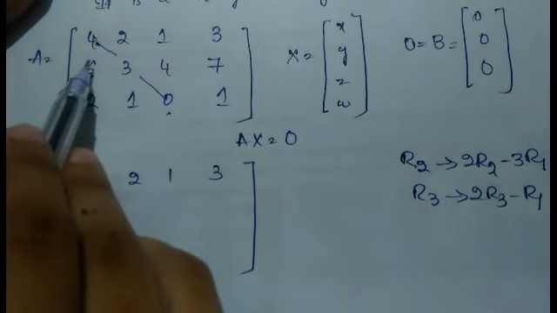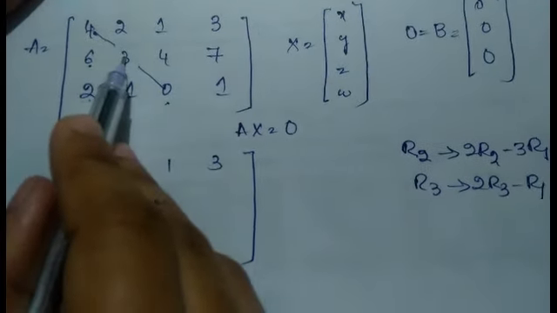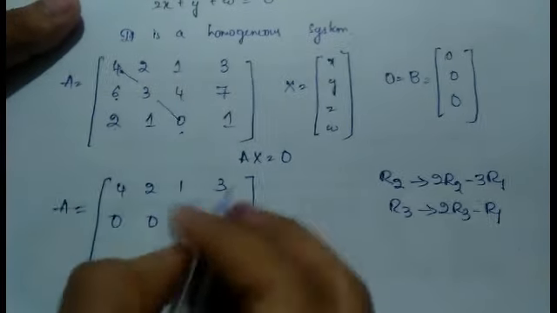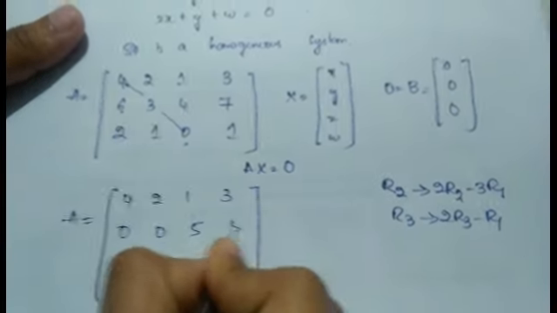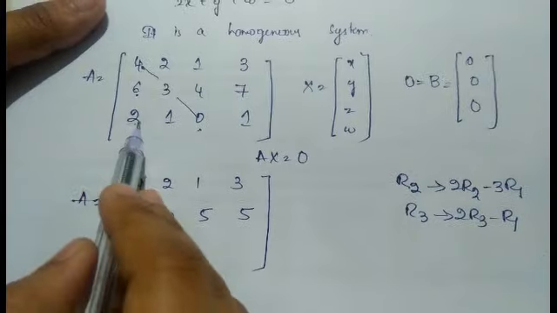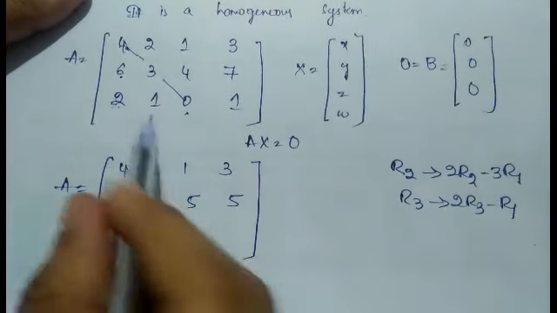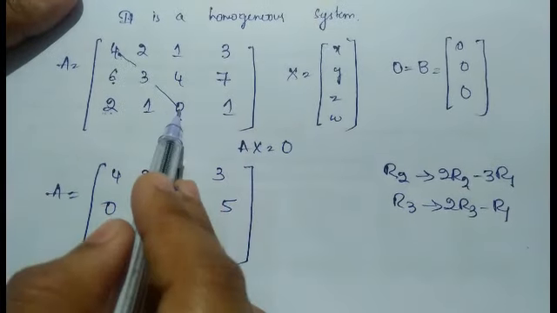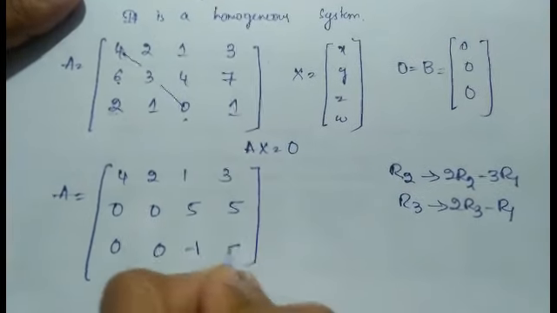Then 2 into 6 minus 3 into 4, that is 0. 2 into 3 minus 3 into 2, that is 0. 2 into 4 minus 3 into 1, 5, and 2 into 7 minus 3 into 3, which is 5. And applying the row operation R3 to make this element 0, follows as 2 into 2 minus 4, 0, 2 into 1 minus 2, 0, and 0 minus 1, and 2 into 0 minus 1, that is minus 1, and 2 into 1 minus 3, that is minus 1.